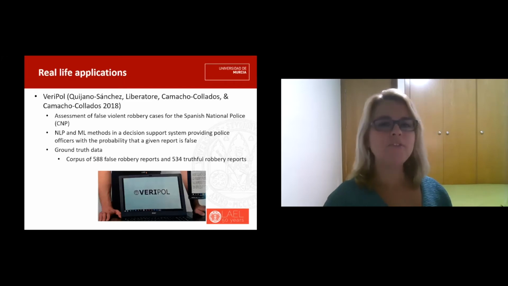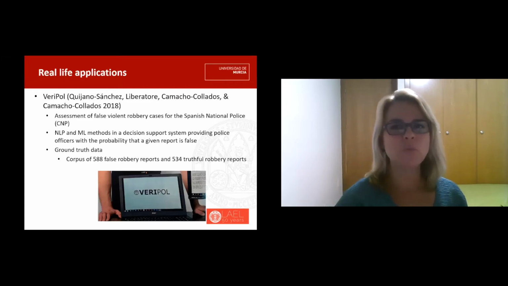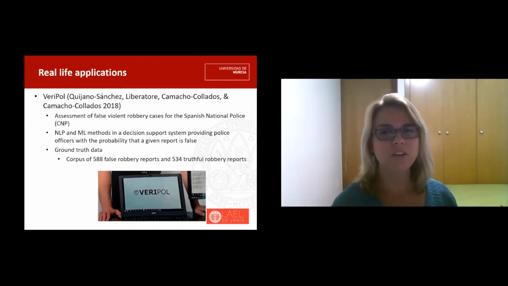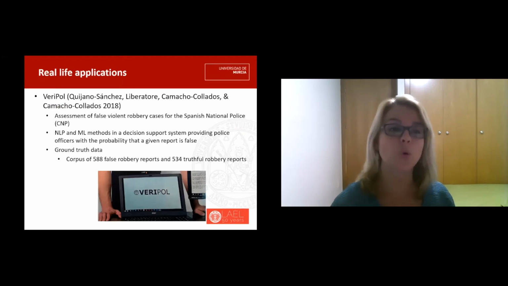Well, now from that experimental data set, we are moving to a great example of contextualized study of deception, VeriPol. This is a model for the detection of false robbery reports based only on their text. This tool, developed in collaboration with the Spanish National Police and the Ministry of the Interior, combines NLP and machine learning methods in a decision support system that provides police officers the probability that a given report is false.